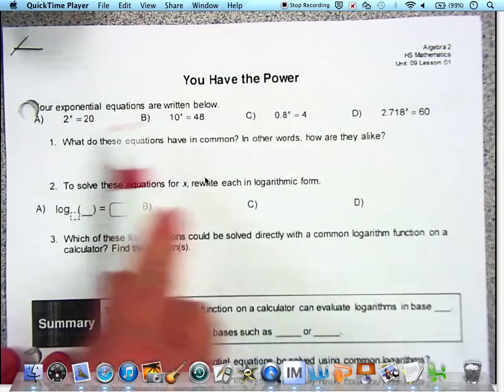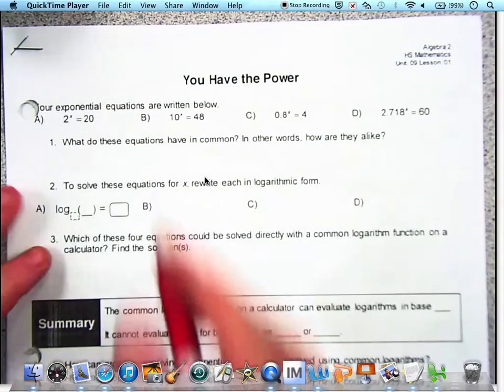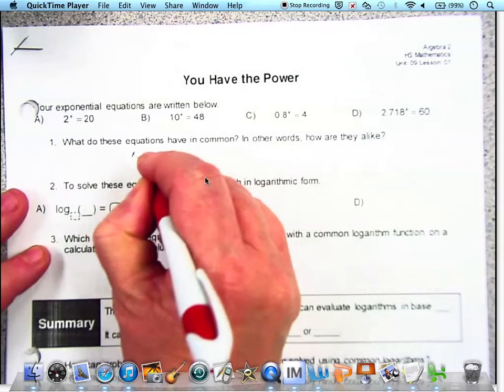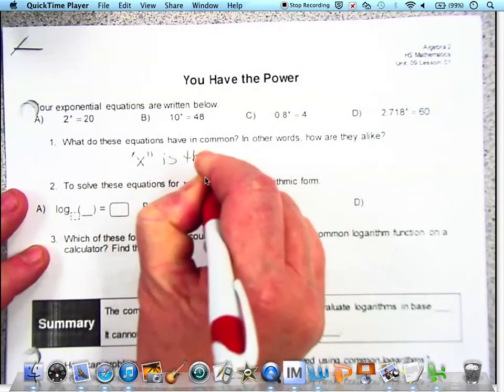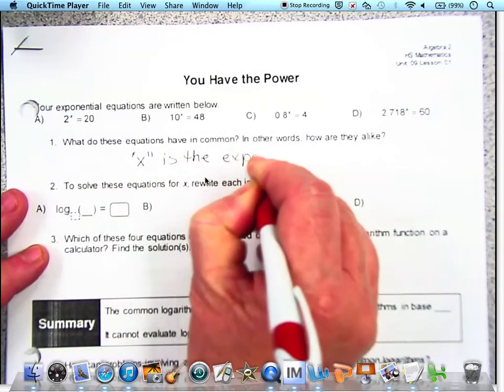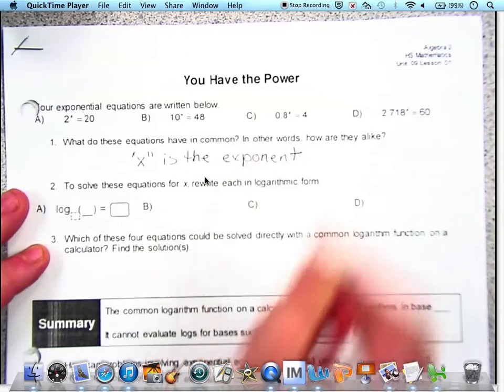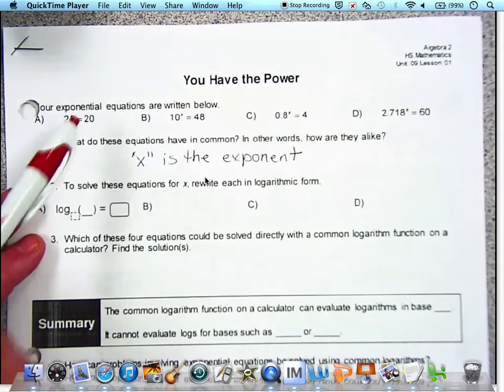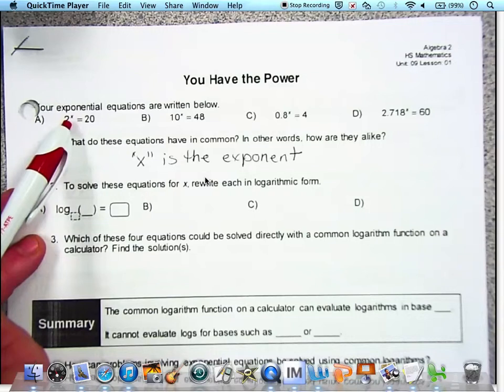What do all these have in common? X is always the exponent. Perfect. Now this is the reason why we are studying logs, because when X is the exponent, we need a way to find the answer, and logarithms are what helps us.